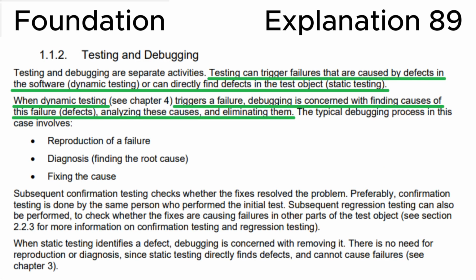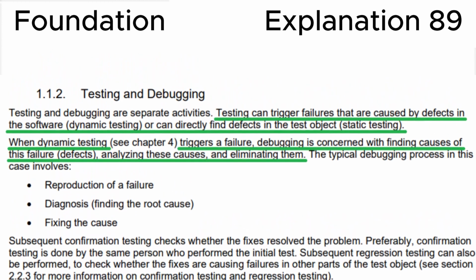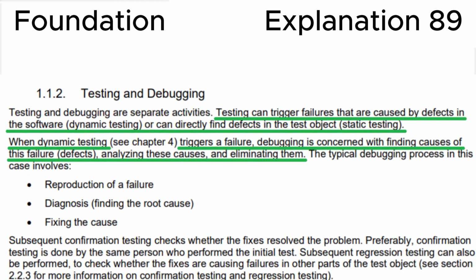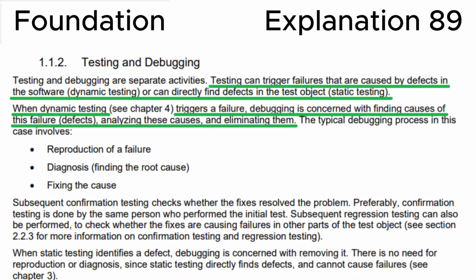And according to the ISTQB Syllabus, section 1.1.2, Testing and Debugging, we can see testing can trigger failures that are caused by defects in the software, dynamic testing, or can directly find defects in the test object, static testing. When dynamic testing triggers a failure, debugging is concerned with finding the causes of these failures or defects, analyzing the causes, and eliminating them. This is fully consistent with the correct answer C.